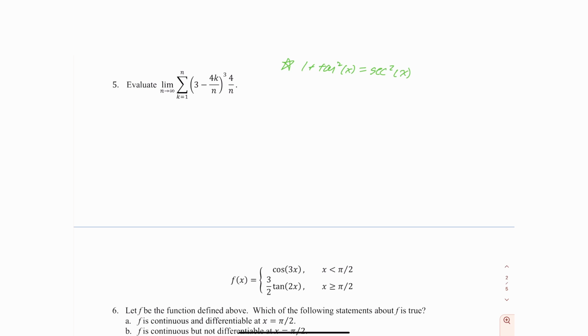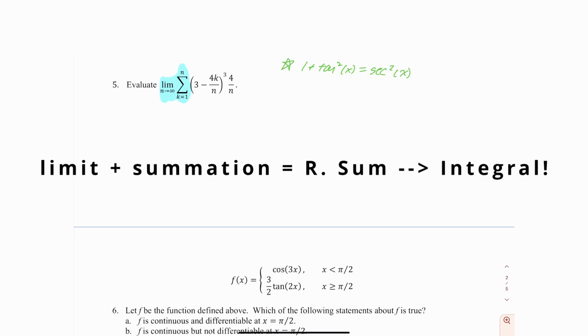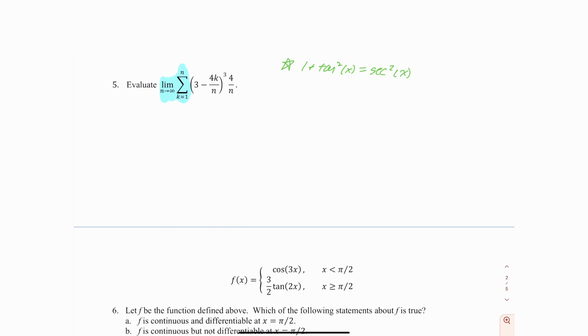Okay, let's take a look here at number 5. We want to evaluate the limit as n approaches infinity, the sum from k equals 1 to n of the quantity 3 minus 4k over n cubed, and then times 4 over n. As soon as you see a limit to infinity and a summation, you know this is going to be the limit of a Riemann sum. So now we need to figure out what the function is, and once we know the function, we want to figure out what we are using as our bounds, and we'll just have a definite integral.